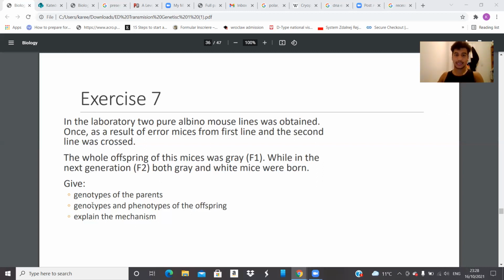Genotypes of the parents, genotypes and phenotypes of the offspring, which I don't know what it's referring to. Offspring of F2. If it's F1, then it's going to be that. If it's F2, then it's going to be all of the combinations. So it would be this. It's going to take a while. So yeah, the mechanism is duplicate recessive epistasis.